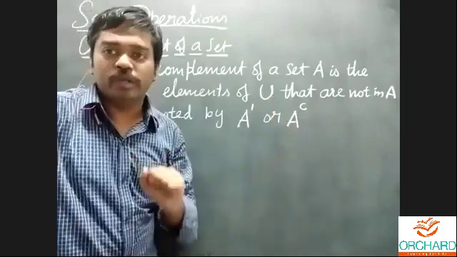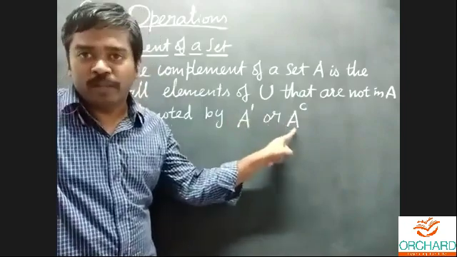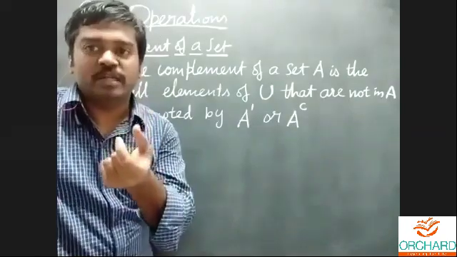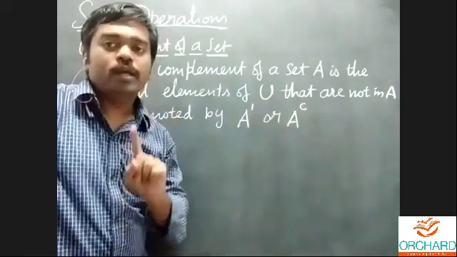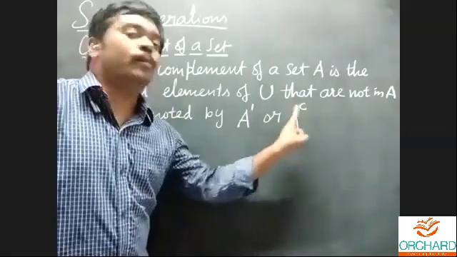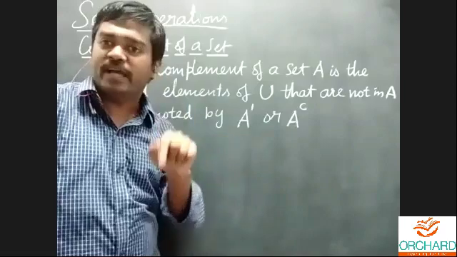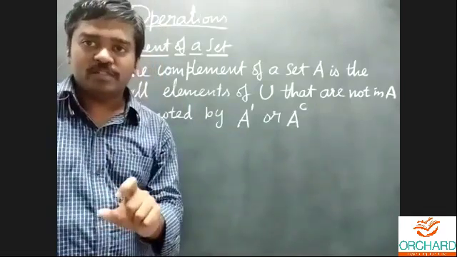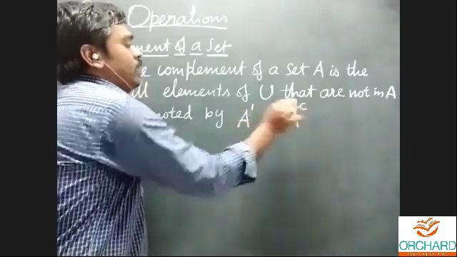How to read this symbol? The first one is A dash or A complement. The complement's first letter is C. They will write A power C, but don't read A power C. Read it as A complement. For this one, no problem, I already know the symbol, that is A dash. What is the notation for the complement of a set? The complement of a set is denoted by A dash or A complement.